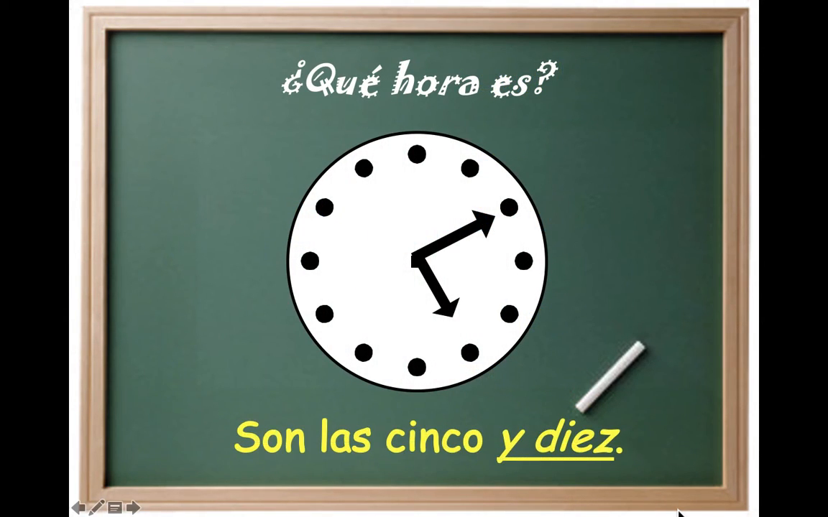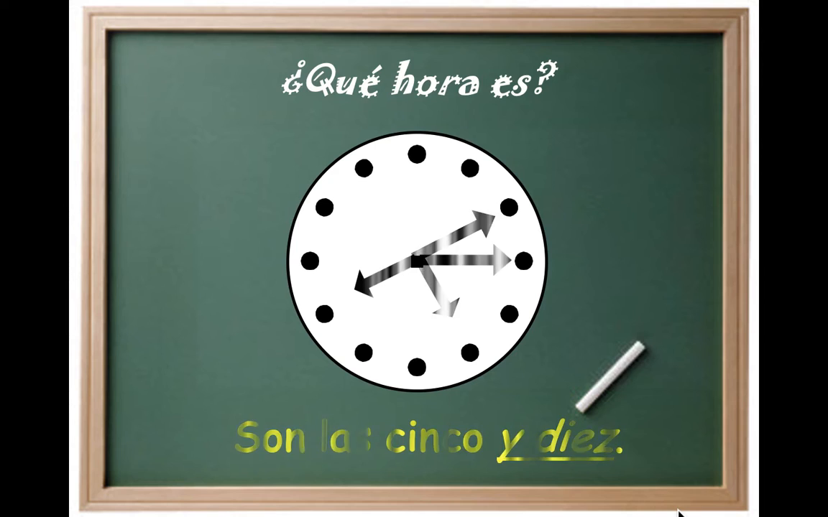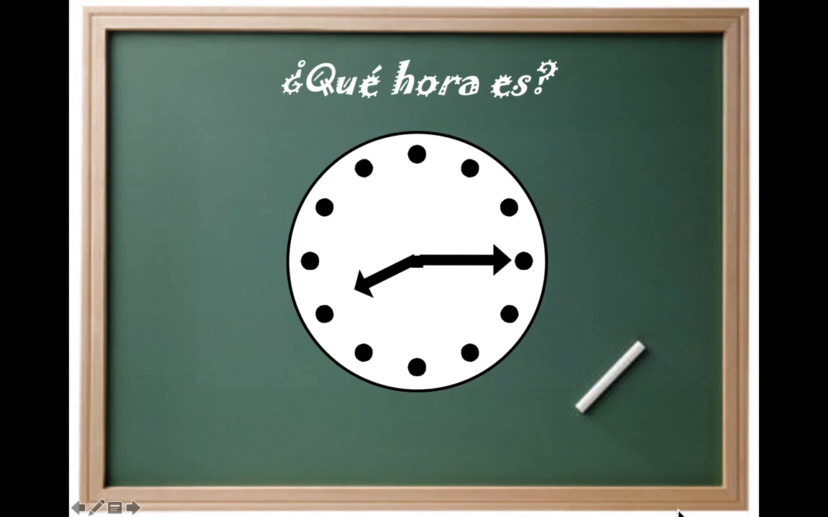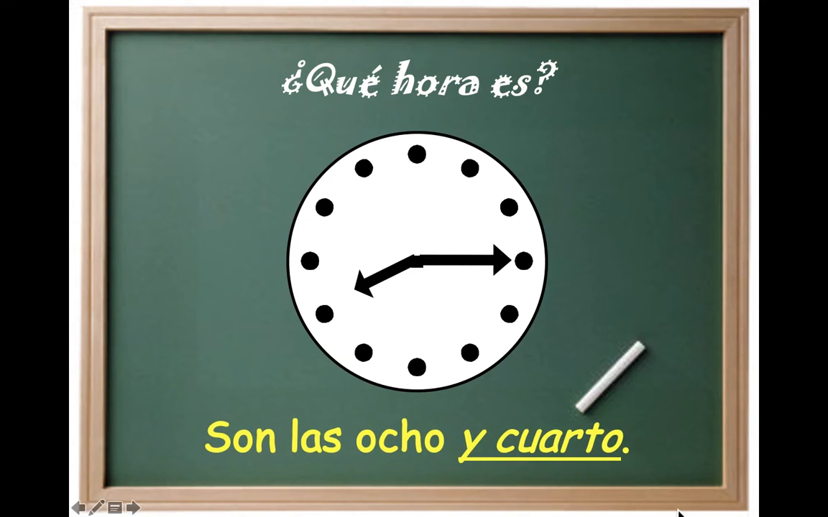Let's see if we can practice the time, shall we? Son las 5:10. Say it out loud. That way you get really good practice. There are 5 hours and 10 minutes on the clock. What about now? ¿Qué hora es? Son las 8:15. Now, besides saying that, you could also use son las 8:15, right? It's 15 minutes after 8.